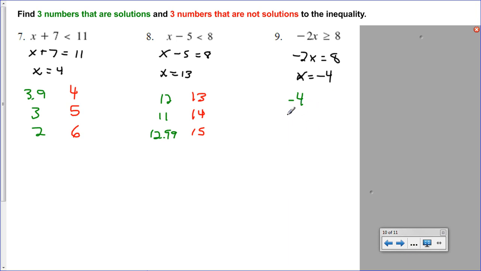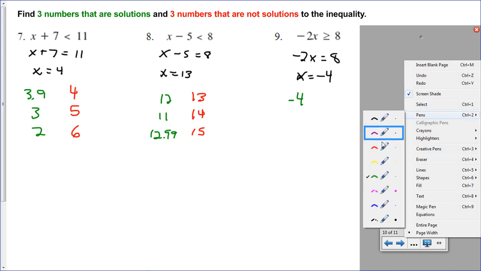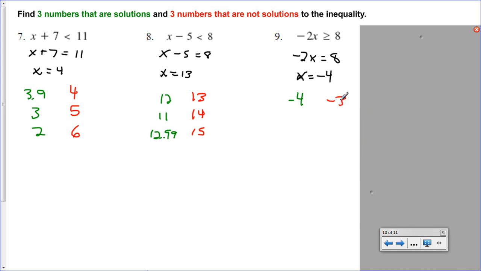Negative 4 is a solution. Now, let's go to the left, or the far side of negative 4. Let's try negative 3. Negative 2 times negative 3. What's negative 2 times negative 3? That'd be 6. Is 6 greater than or equal to 8? No. So negative 3 is not a solution. And since negative 3 isn't a solution, neither would negative 2 be. And actually negative 3.9 won't be a solution.